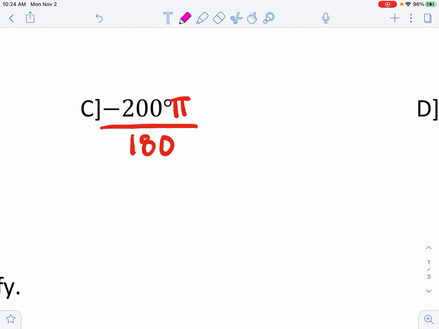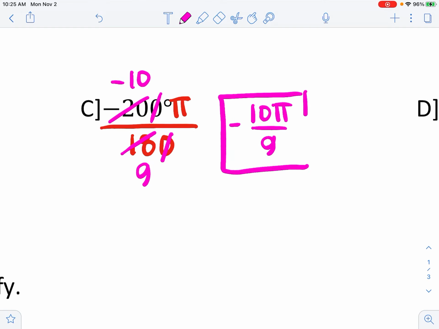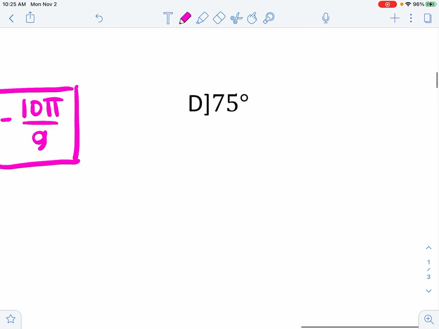Next one, -200. I'm going to multiply by pi, divide by 180. 10 goes into both. Does anything go into 20 and into 18? Yes, 2 does. 2 goes into -20, -10 times. 2 goes into 18 9 times. So this is -10 pi over 9.